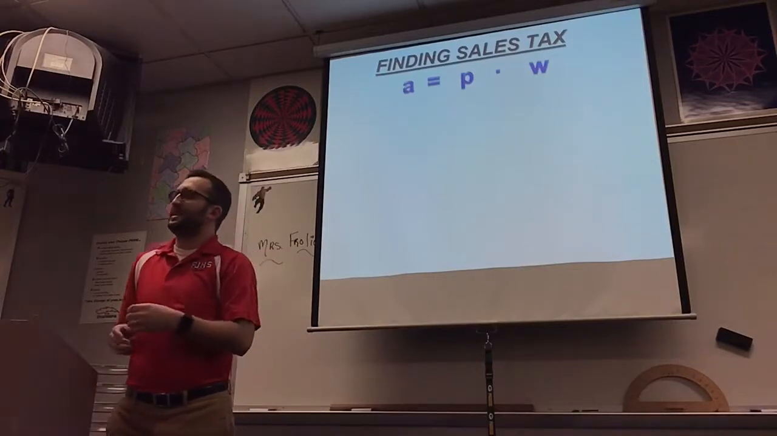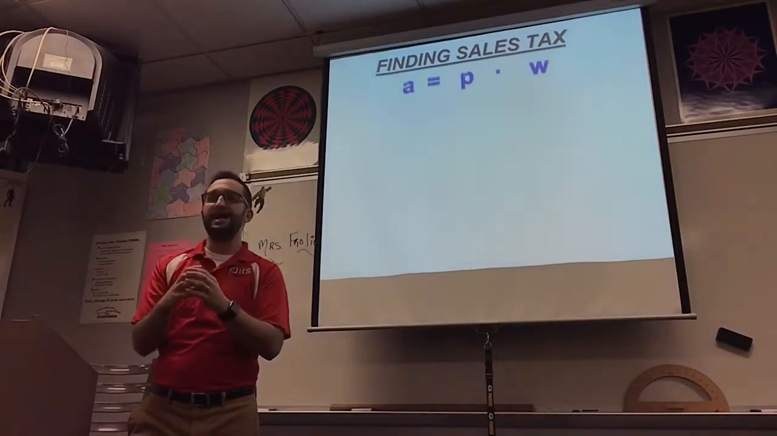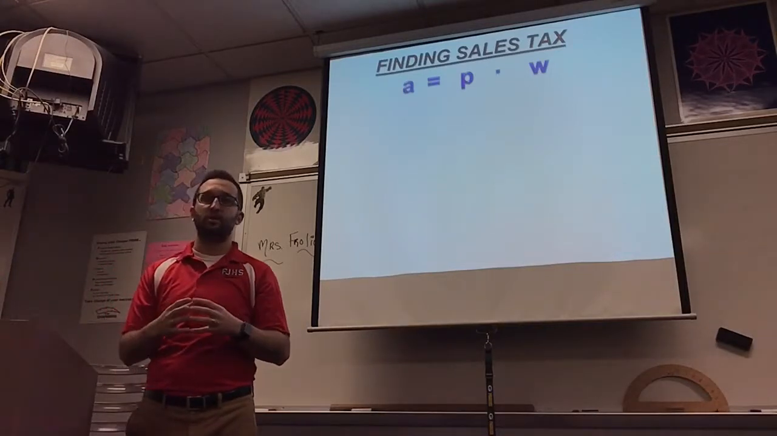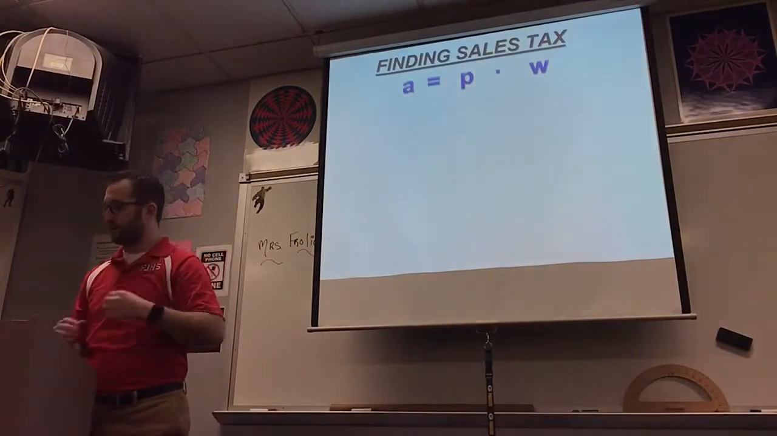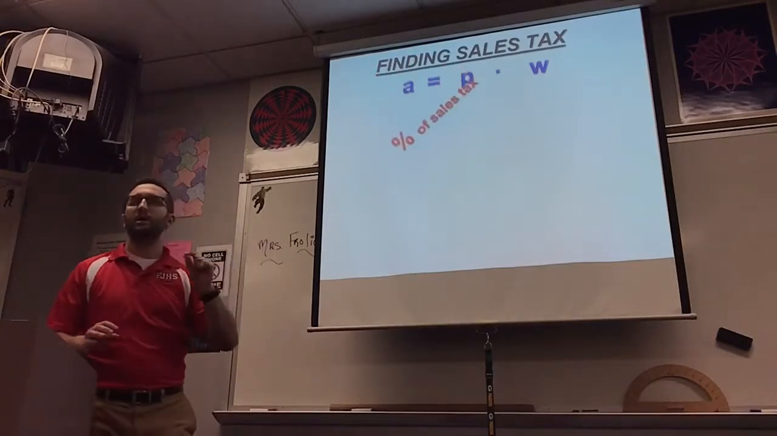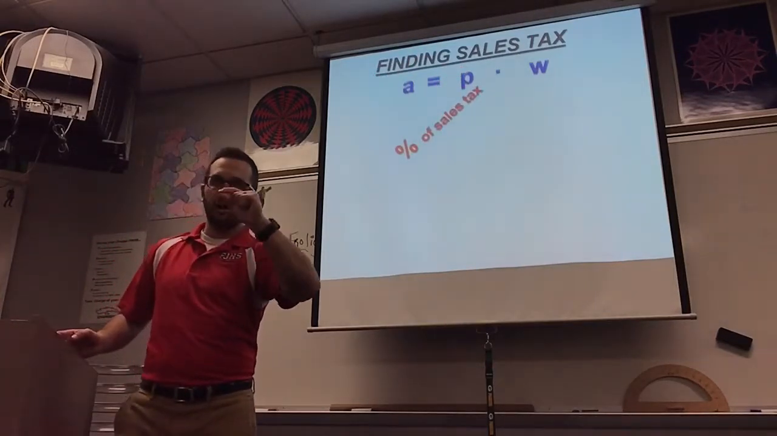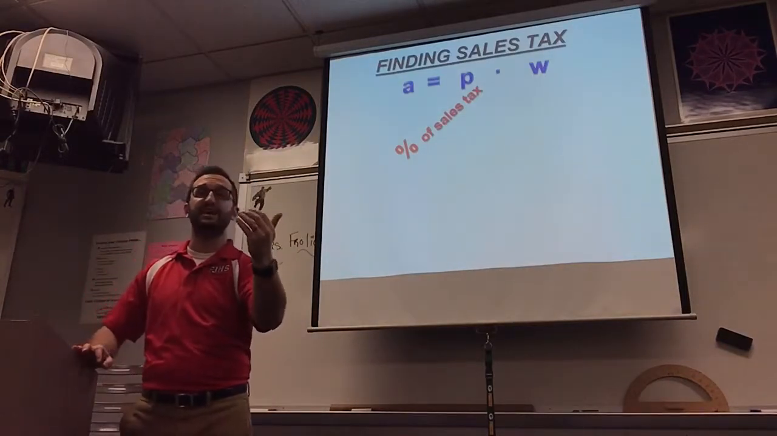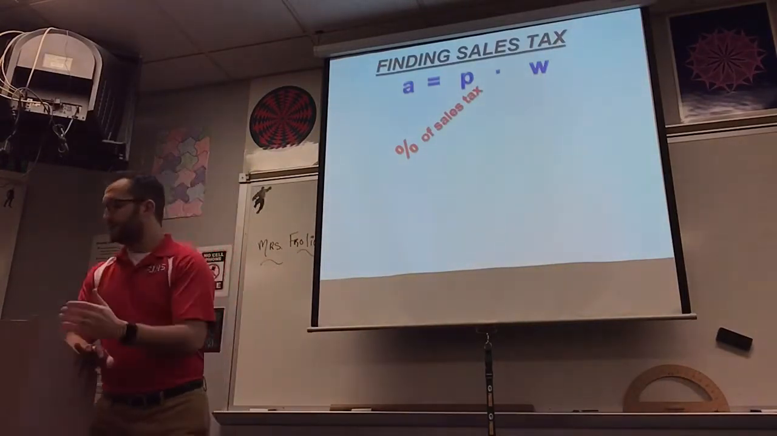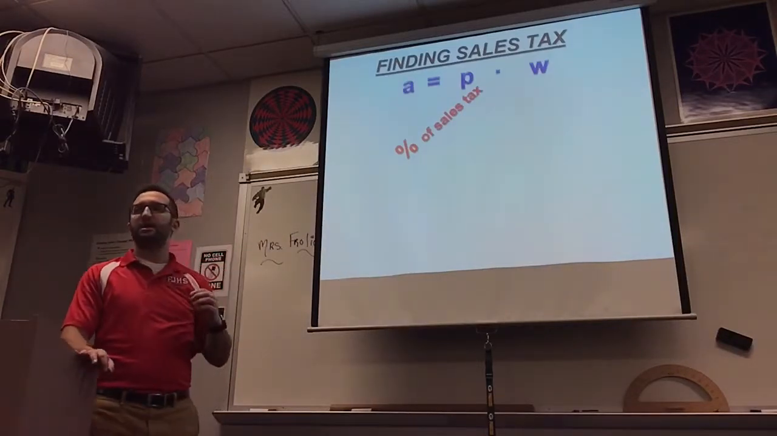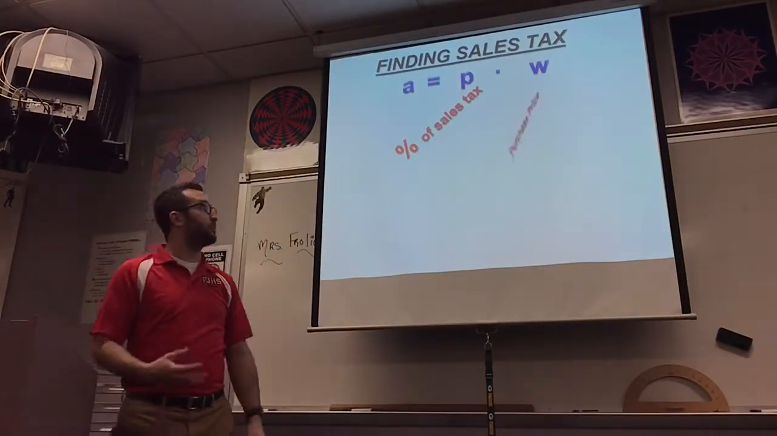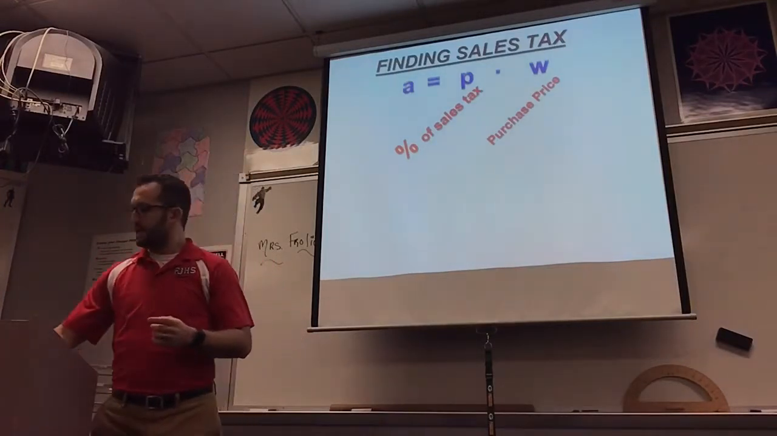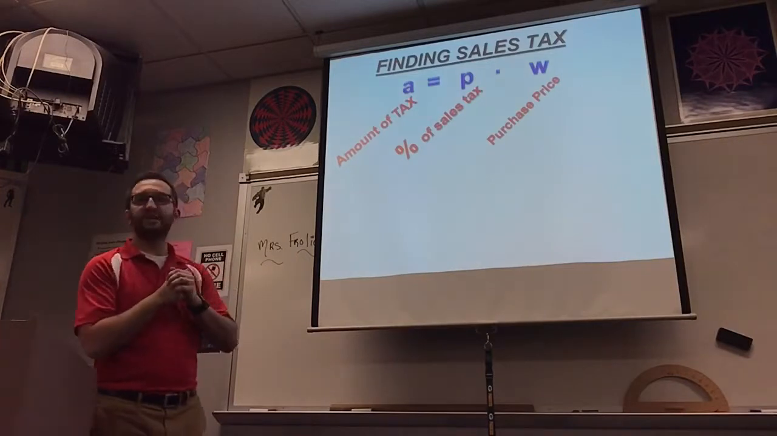No different equation, right? But what these letters mean is going to start evolving. A doesn't just mean amount anymore. P doesn't mean percent, and W doesn't mean whole. So P stands for percent of sales tax. It's important that now we assign what P stands for specifically, because the P and the A are very closely related. W is going to be our purchase price or our original price, and A is the amount of tax.